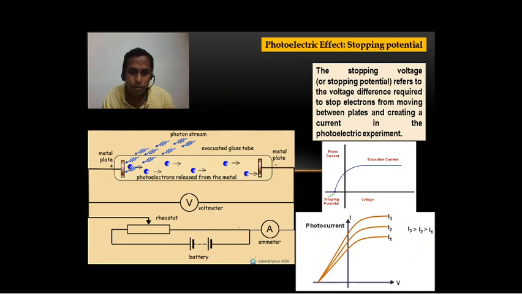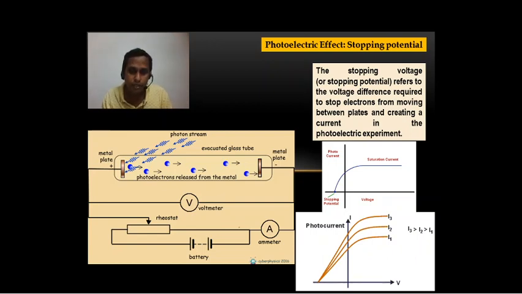Okay, now I just reduce the positive potential here. This x-axis is the voltage. If we reduce the voltage, it becomes negative. This plate becomes negative, which means no electrons fall on this collecting plate, so the current stops.